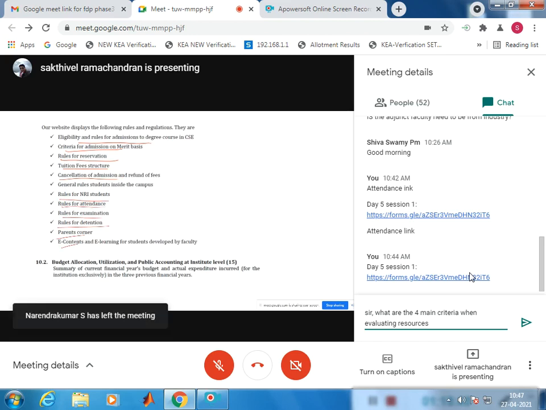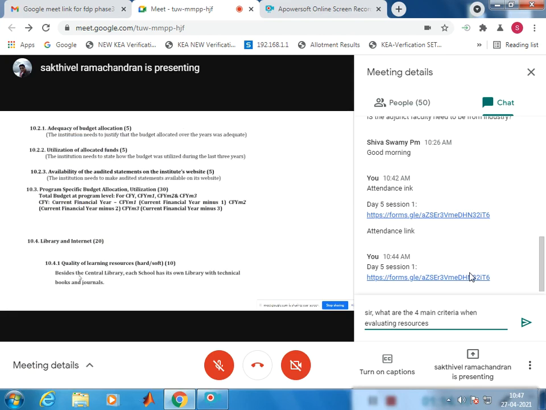Then with respect to budget, you have 15 points: budget allocation, utilization, public accounting at institution level. So a summary of all this for the current year and the next two years should be given, with what is the budget allocated for the program, their utilization, and accounting. All this should be done. 5 marks are given for adequacy, and 5 marks for utilization of the allotted fund. Then availability of audited statement on the institution website: if it is there, the institution gets 5 points, provided the audited statement is available on the institute website.